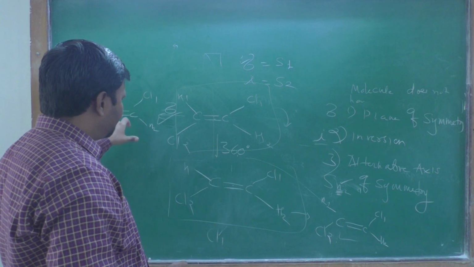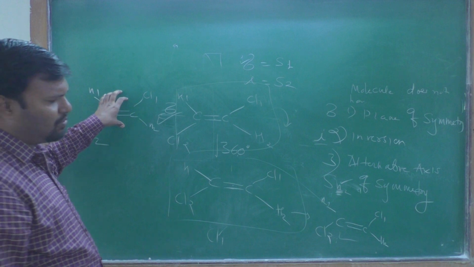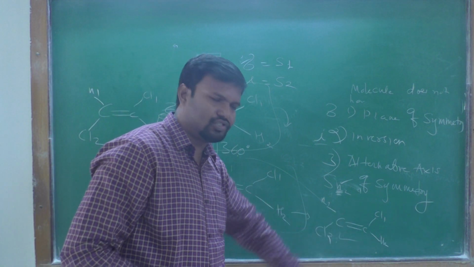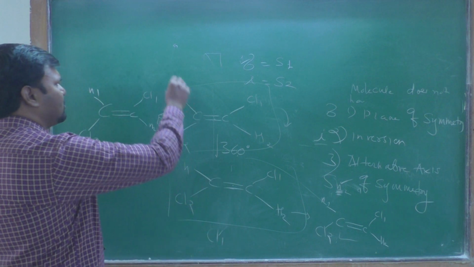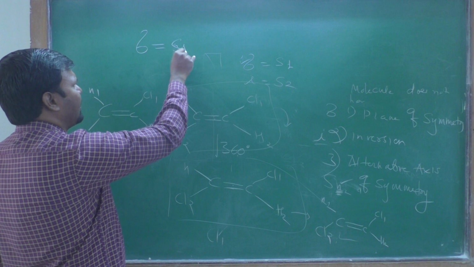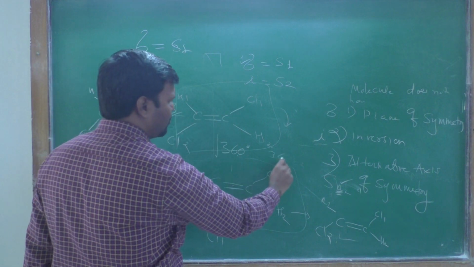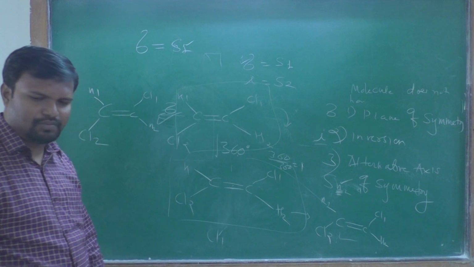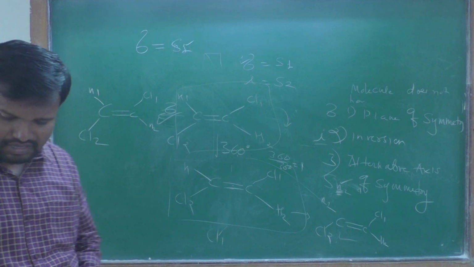For this, the orientation of the molecule before and after are the same orientation, therefore this is sigma. Hence proved that sigma is equal to the S1 axis. 360 is there, therefore 360 upon 360 is equal to 1. Your rotation is S1, therefore sigma is nothing but the S1 axis.